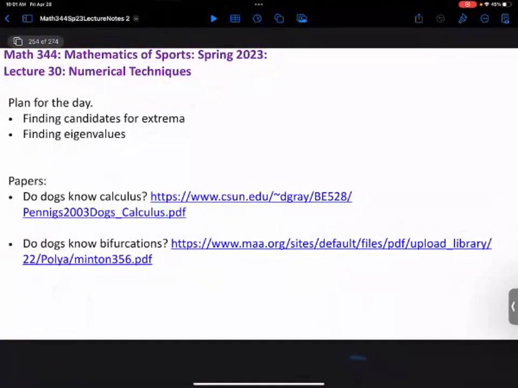I actually have met at least one of the authors of these papers, and I even met the dog who we got to come to Williams. Fascinating problem. We'll talk a little bit more about that.